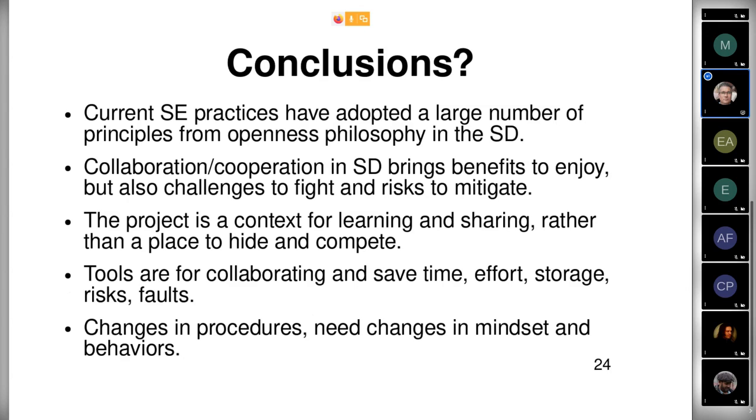The third main idea is that the project is a context for learning and sharing rather than a place to hide and to compete. And regularly we go for the competition approach rather than a sharing and learning collectively approach. Also, tools are for collaborating, and the most important thing is to save time, effort, storage, risk, and faults. This is the most important thing about tools in software engineering based on a cooperation and collaboration approach. And to be able to do these 4 main ideas, it is important to advise that changes in procedures, of course, need changes in mindset and behaviors.